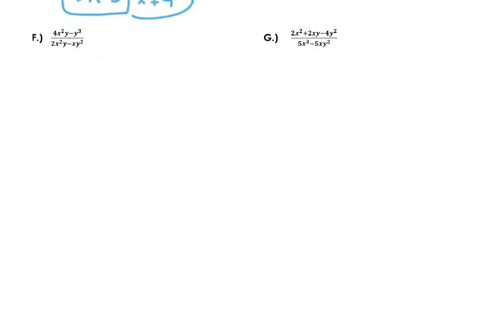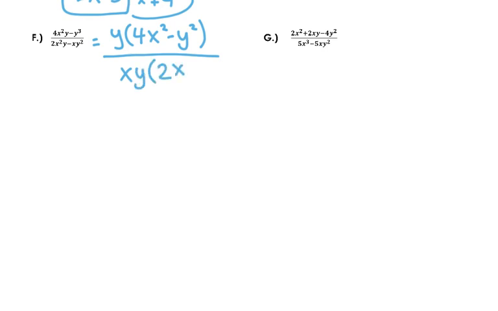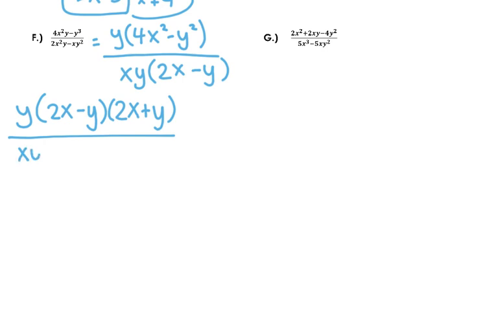We want to start by factoring out the GCF here. So I noticed that both terms had a y, so I'm going to factor out a y. I was left with 4x squared minus y squared over, they both had an x and they both had a y. So I'm going to factor out an xy here. So I'm left with 2x minus y. From here, I noticed that the numerator can be factored further, so I'm going to keep going with that numerator. 4x squared minus y squared is 2x minus y, 2x plus y, all over xy. This does not factor any further, so I'm just going to leave it.